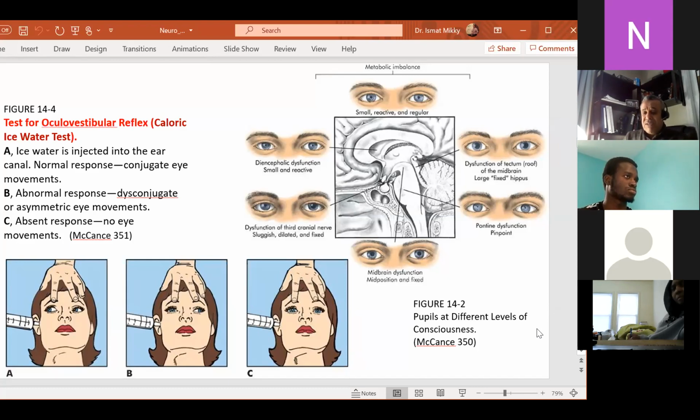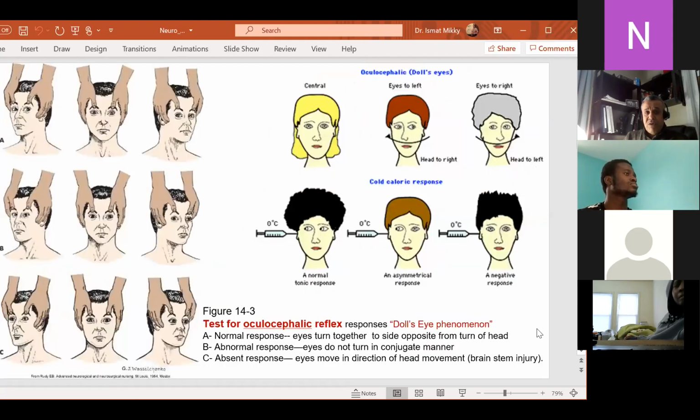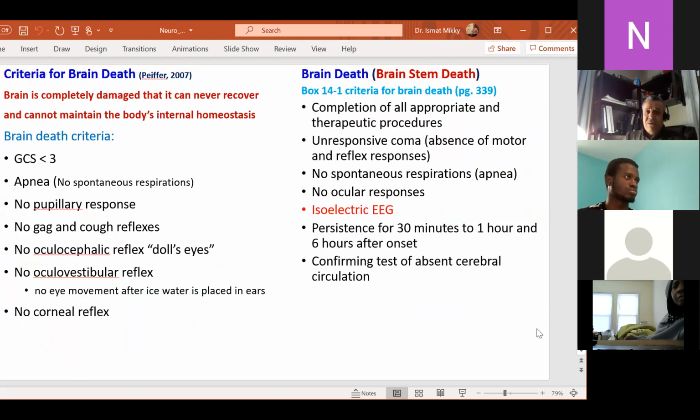How would you assess the oculovestibular reflex, which is the caloric ice water test. There's another test, but I'll just leave it so you can review it from the book. The first one is called the caloric test. The other one is Doll's eye test, the oculocephalic test. These two tests are done, I would say, mostly in the ICU to determine if there is brain damage or brain death. And these are the criteria for brain death.